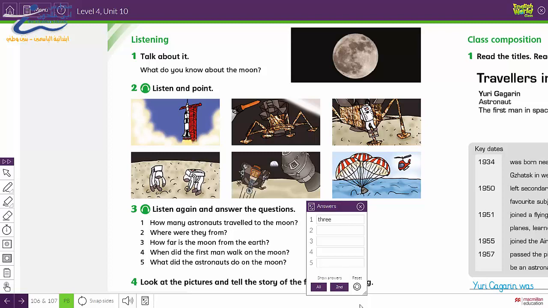Where were they from? America. How far is the moon from the earth? The answer is 400,000 kilometers.